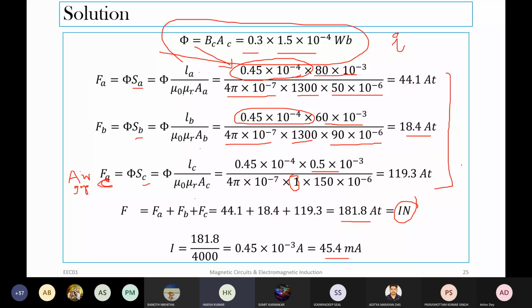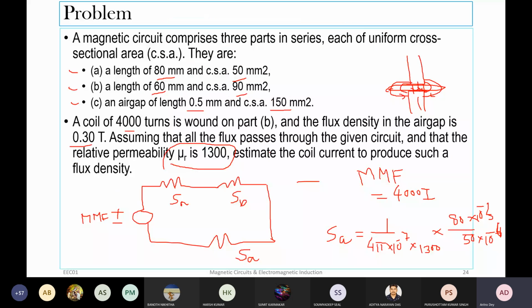Sir, in this problem the part B is acting as a battery as well as a resistor if we compare it to DC, because only in part B section of the whole circuit the turns are made. So in part B the coil is wound, so it is like a practical voltage source having an EMF and an internal resistance. Yes, it is equivalent to that only, no? Yes. Thank you, sir.